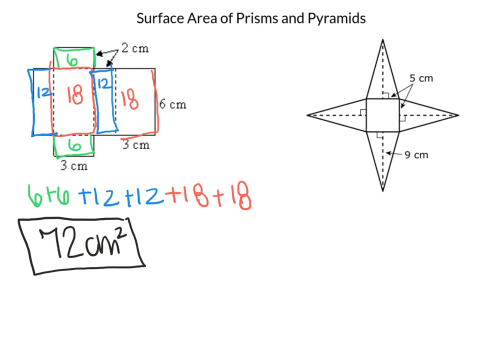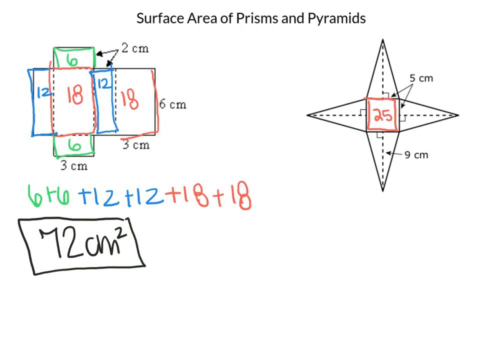The next shape we have is a pyramid. A pyramid in this case is a square pyramid where the base is a square and the 4 faces are a triangle. Let's go ahead and talk about the base. The base has sides that are equal to one another. They're all 5 by 5. So the base is 25 centimeters squared.